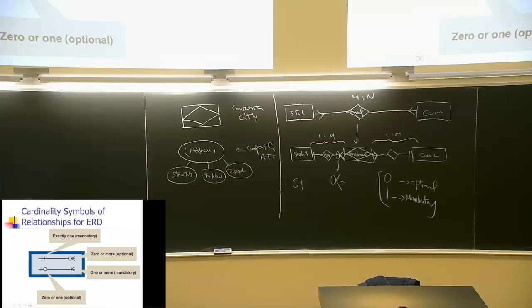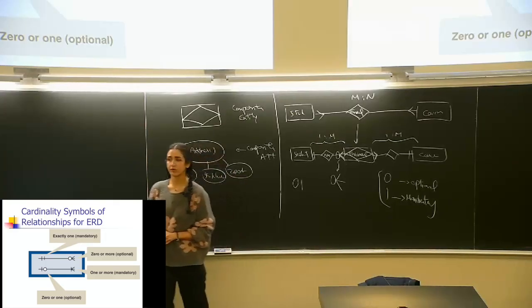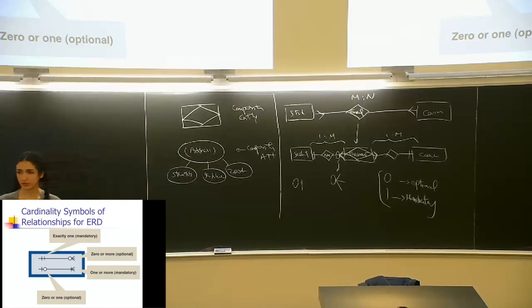And what is this one? Mandatory, right? This sign is for mandatory, and this is for many. So 1 or more, that means you cannot have 0 instances. For example, each professor can teach 1 or more courses, right? But we cannot have professors that are not teaching any courses. So it is not optional.